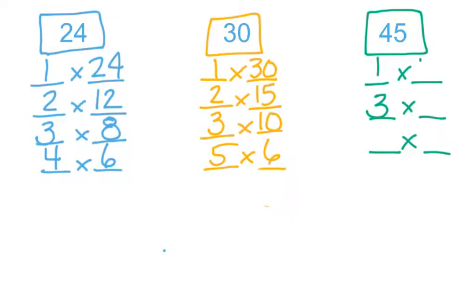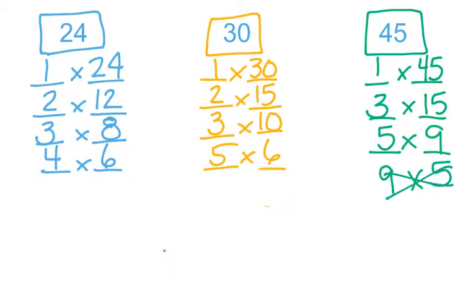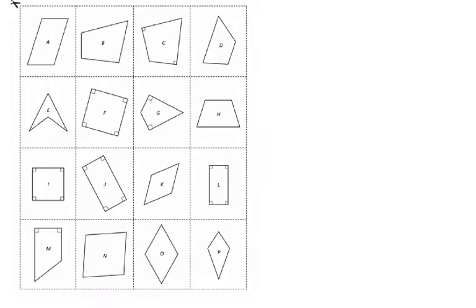So 1 times 45, we always know to start with 1 times itself. 3 times 15. 5 times 9. Nothing times 6. Nothing times 7. Nothing times 8. And then guess what? We get our turnaround fact. We know we found all of our facts. So notice that multiplication facts are crucial, and studying them by using your flashcards is very much encouraged.